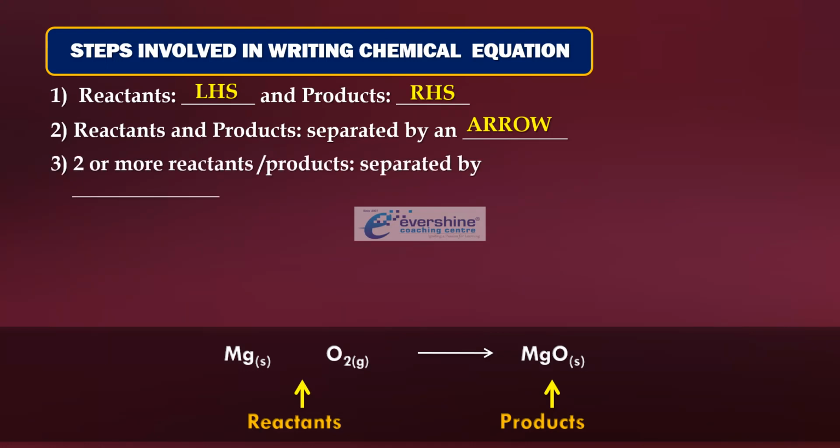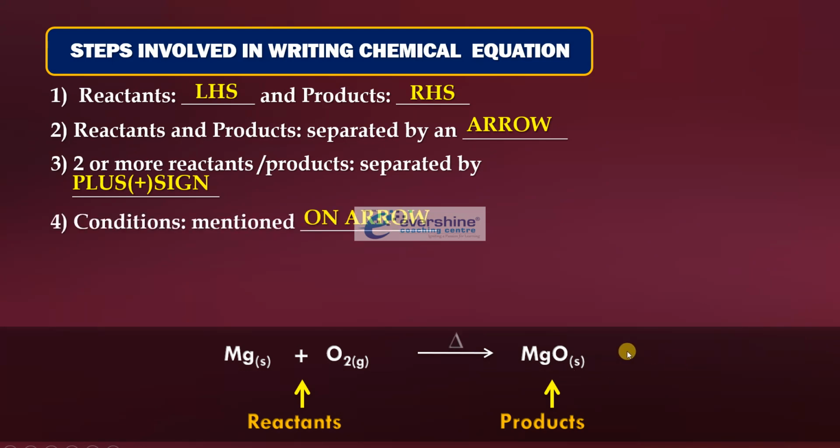Two or more reactants or products are separated by a plus sign. Can you see here? This is two different things. This is different and this is different. We are separating this with a plus symbol. Even here you may get two or more products. Again you have to write this product and another product we have got. Different elements we have got. Then again you have to separate them by a plus symbol.